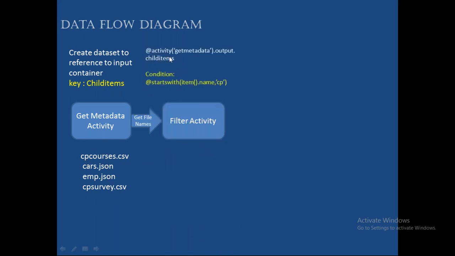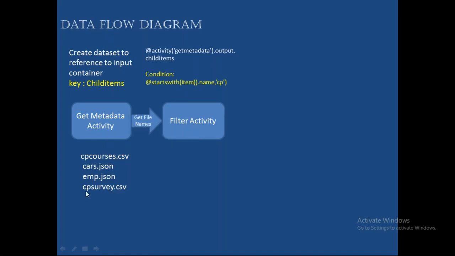See, at the rate activity of this get metadata activity dot output, this activity output dot child items, because all these are the child items you see here. You used a key called child items. So this activity output child items, I want to pass it to the filter activity. So you are using the filter activity and you are getting all these 4 files.